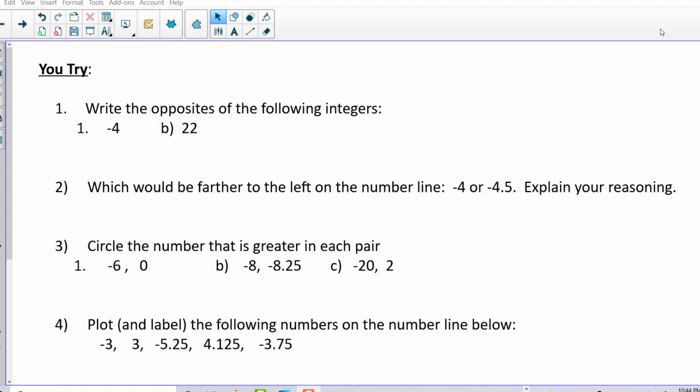Now it's time for you to try some problems. Remember, you're going to hit pause, then you're going to solve all of these problems that are on your worksheet as well. And then when you're finished with all of them, press play, and then the quiz questions will pop up. So go ahead and press pause.